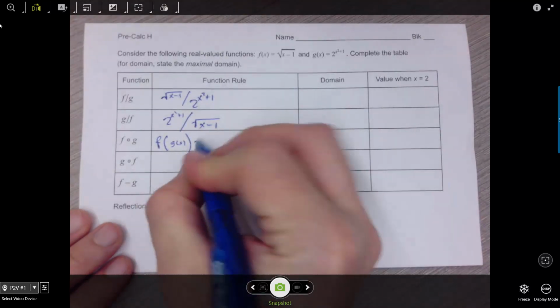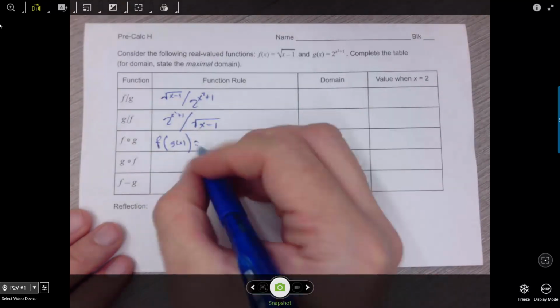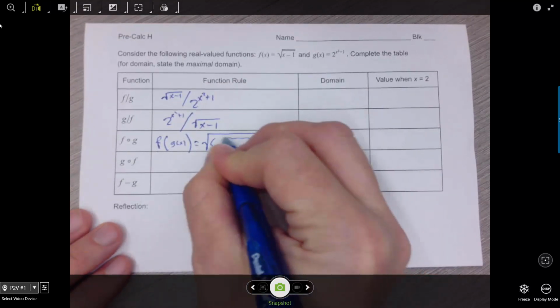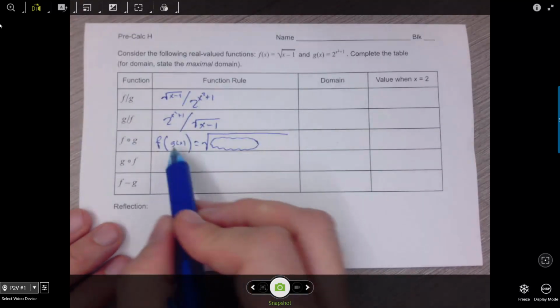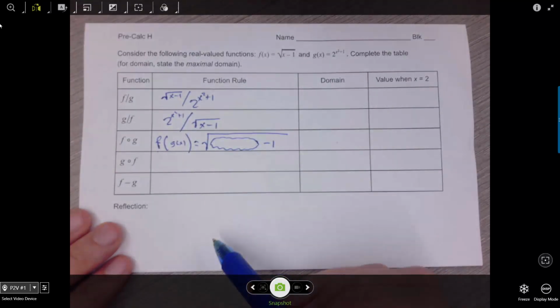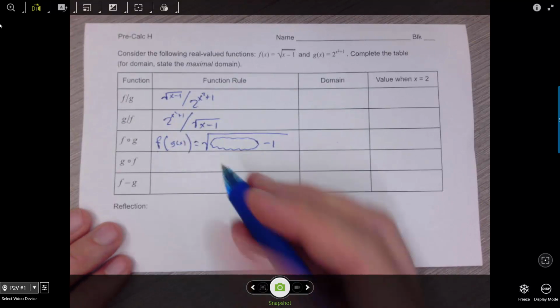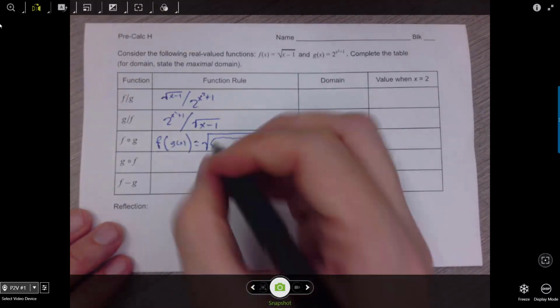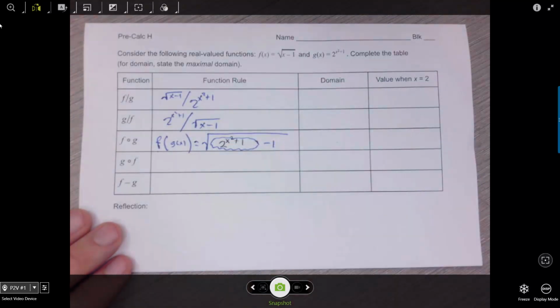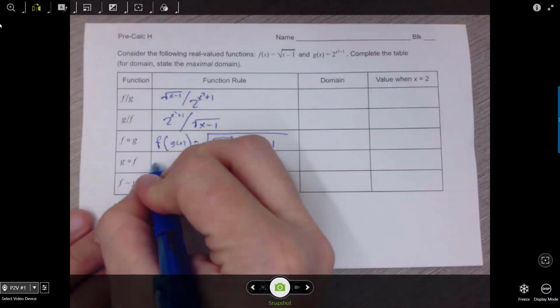So in this case, let's write the f function as the outer function, so root. But instead of x, I'm going to leave a blank because that's whatever the input to the f function is going to be. So I've got root something minus 1. And that something is the entire g function. So I'll do it in a different color. 2 to the x squared plus 1. And we're done.